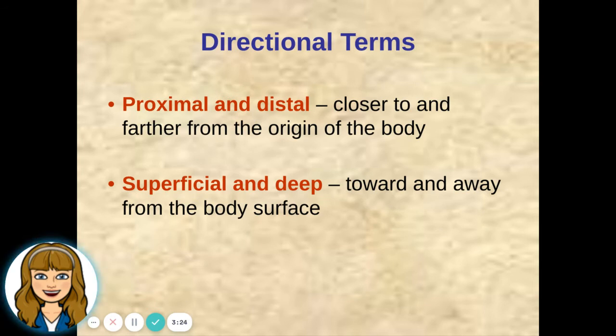Proximal and distal. These are ones that confuse people a lot. Proximal means closer to. So my eyes are proximal to my nose. So they're closer to my nose. Then they are distal. My eyes are distal to my toes. Okay, farther away from. Superficial means on the body surface, and deep means away from the body surface. So if something is superficial, it's toward the outside, and if it's deep, it's toward the inside.